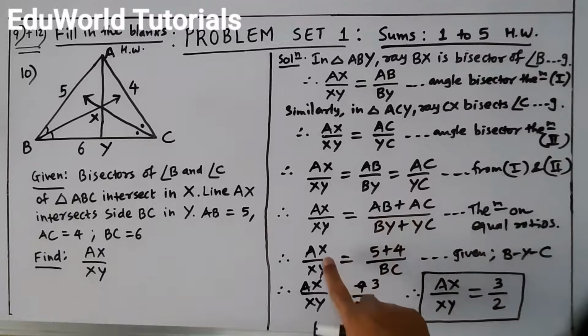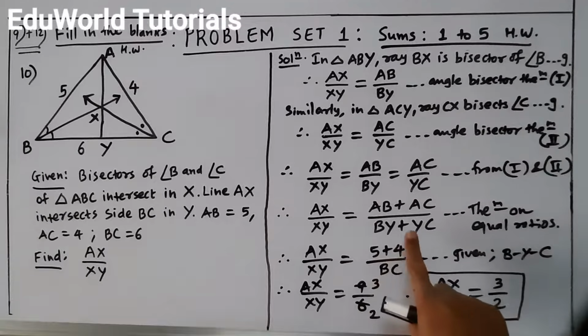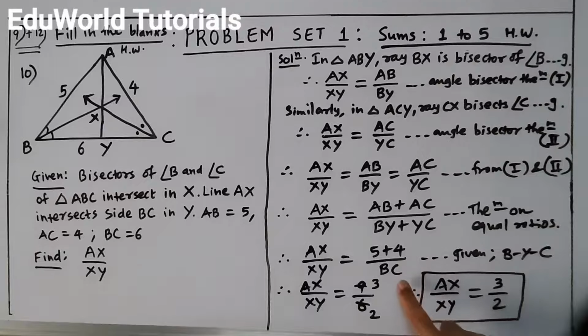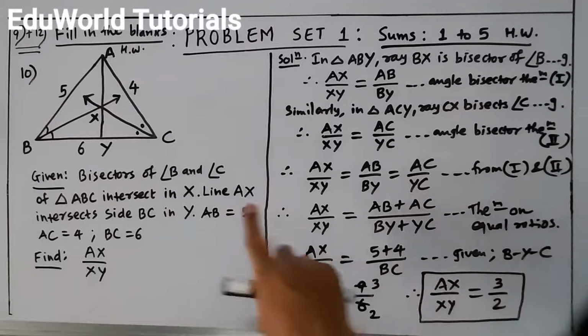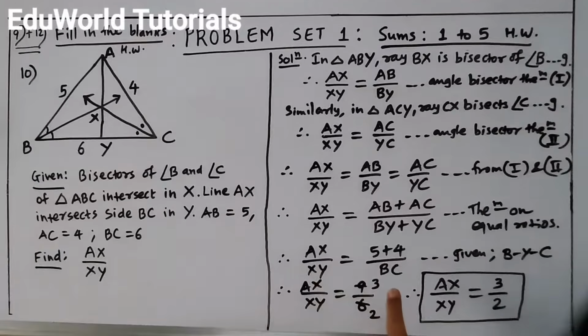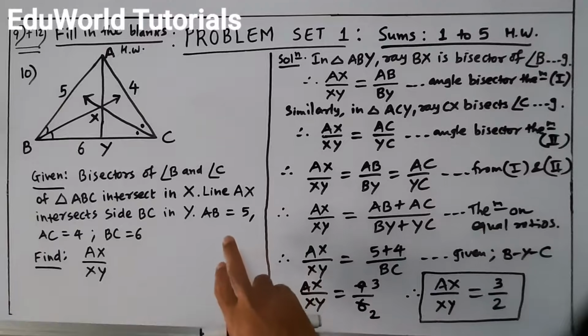Put values. AX upon XY is (5 plus 4) upon (BY plus YC), which is BC, as you see in the diagram. That is why 5 plus 4 is 9 and BC is 6. Cancelling in the table of 3, 3 twos are 6, 3 threes are 9, we get the ratio AX upon XY equal to 3 by 2. This is sum number 10.